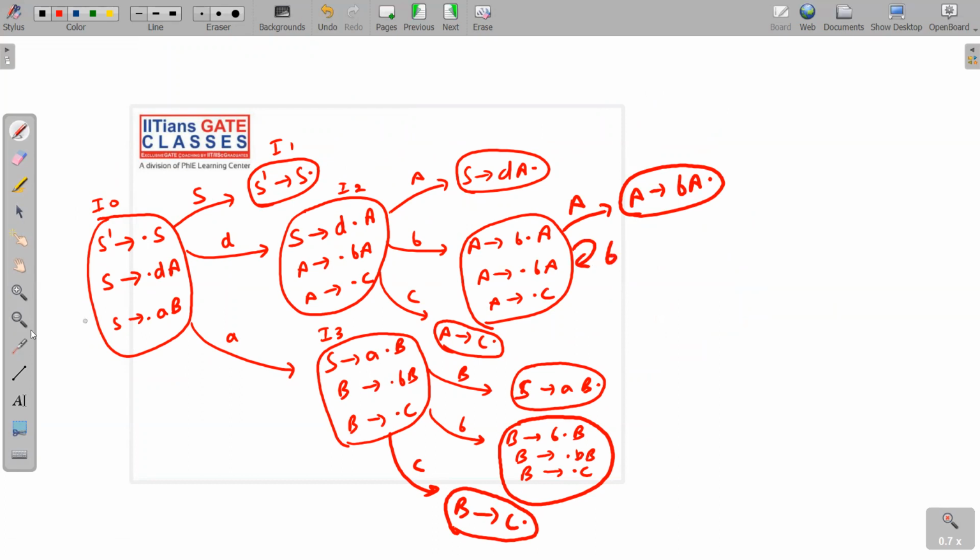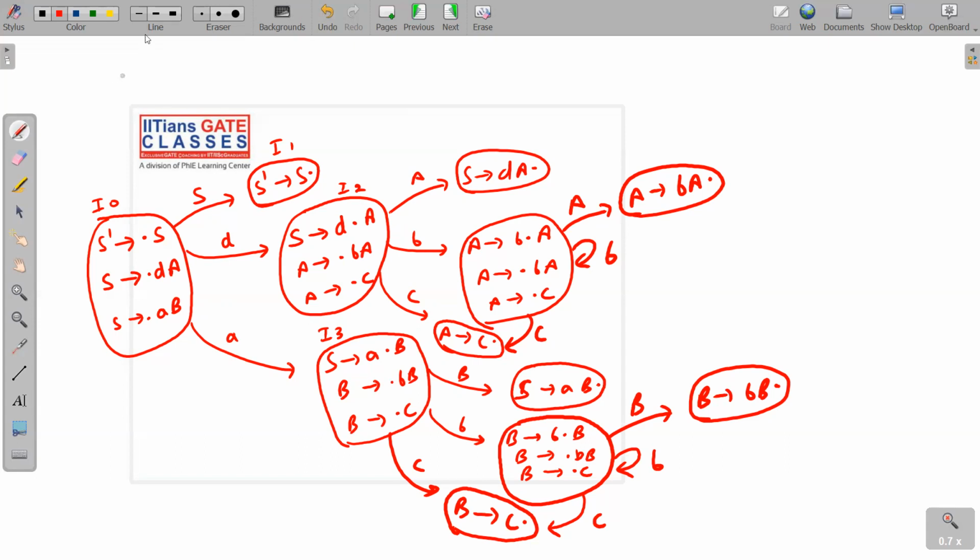After reading small b, where we will go? Try to imagine yourself, you will come back here only because this dot will be shifted in the middle and we will have to add all the A productions. Now after reading small c, we will go to here. Now capital B, B goes to BB dot. Now small b, we will come back here. Small c, we will go to here. That's it. So this is your DFA.